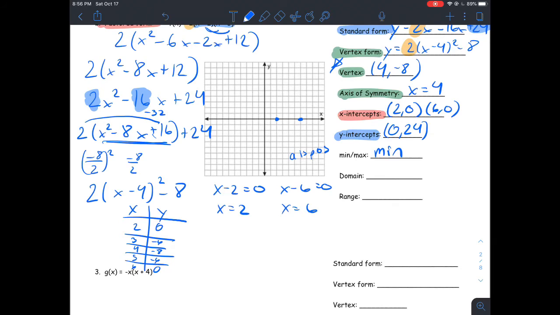So we can go ahead and plot those. We got 3, 1, 2, 3, 4, 5, 6. And then our 8 would be down here. And then this guy is our parabola. All right, so again, the domain is always negative infinity to positive infinity. And then the range is going to be negative 8 to positive infinity.